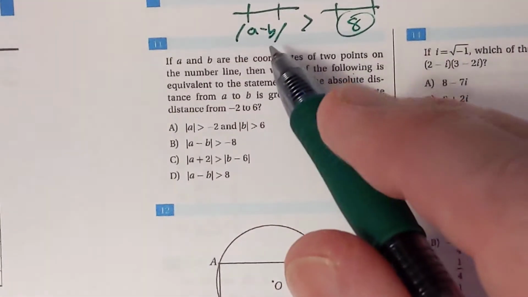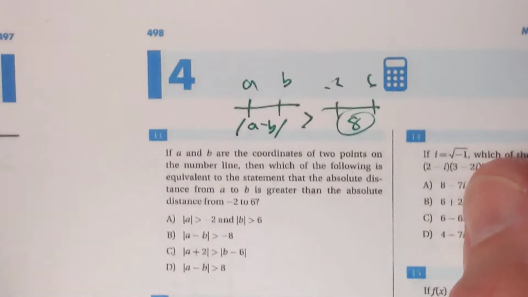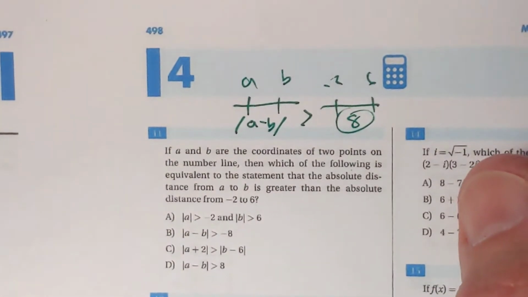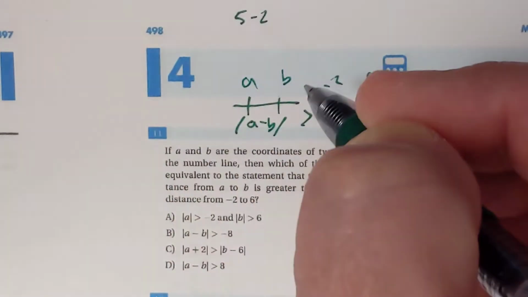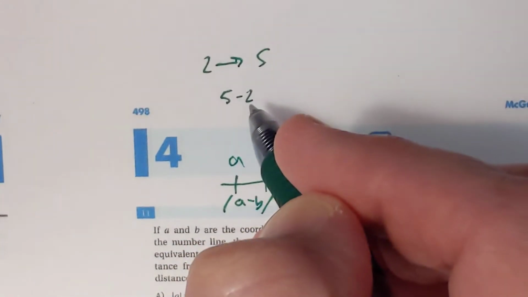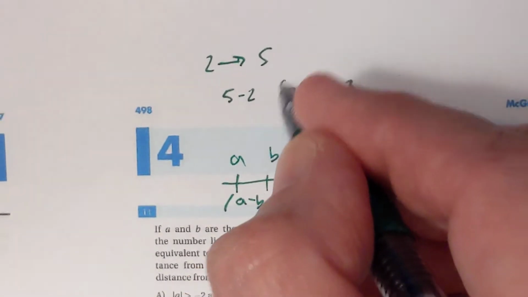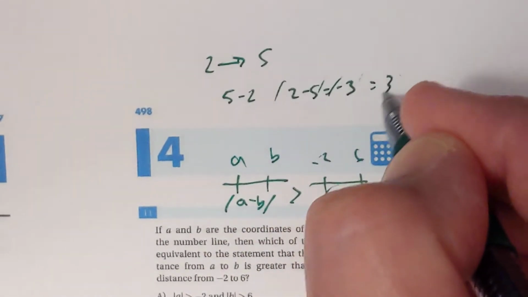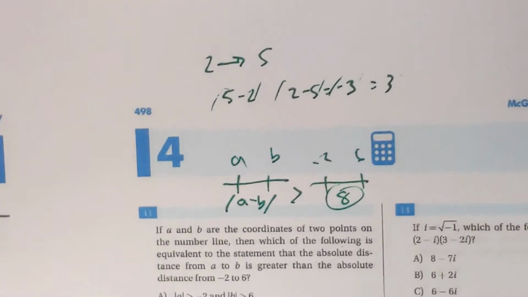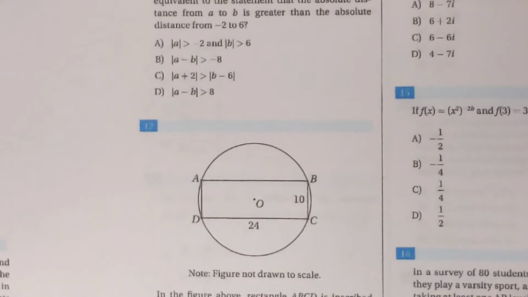The absolute value. So difference and distance are the same thing. Sorry, you couldn't quite see my little drawings. What is the distance from 2 to 5? Well, the distance from 2 to 5 is the same as the difference 5 minus 2. Or 2 minus 5 would be -3. That's why we use the absolute value bars, to know the distance. So that was number 11. Just the distance between the two is bigger than 8.